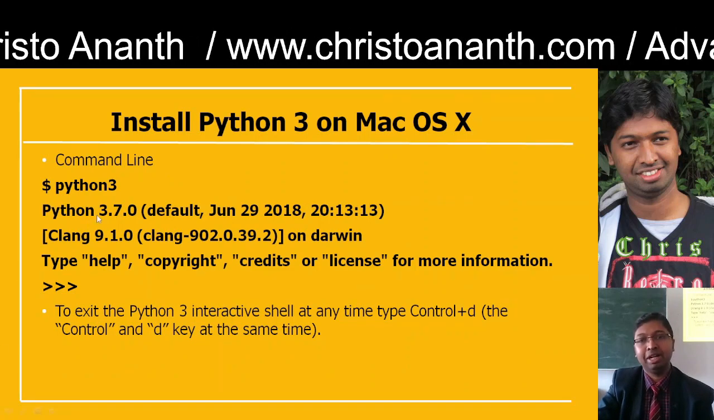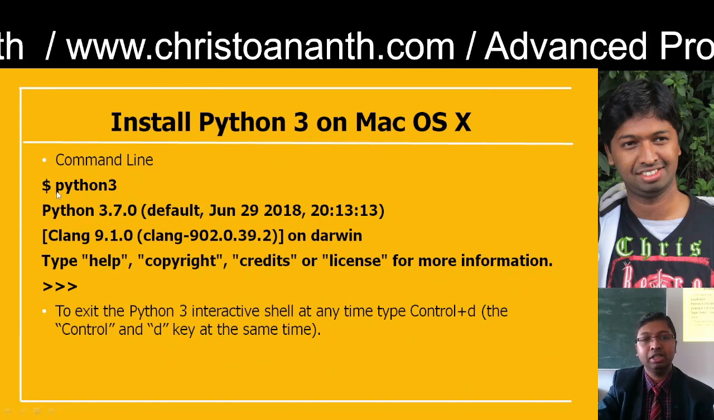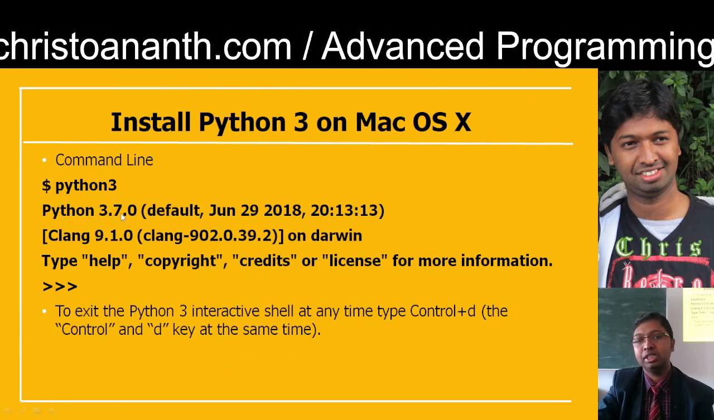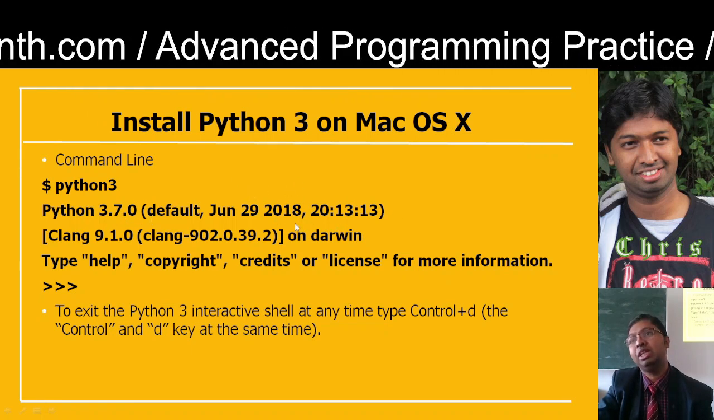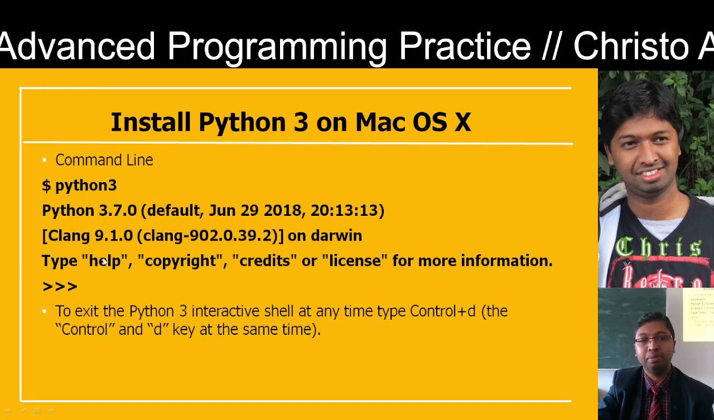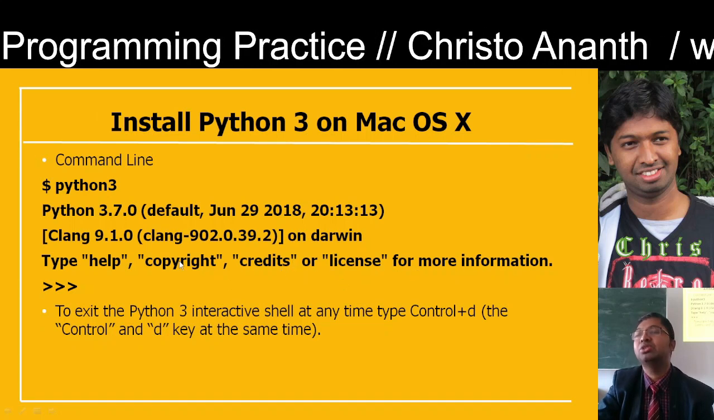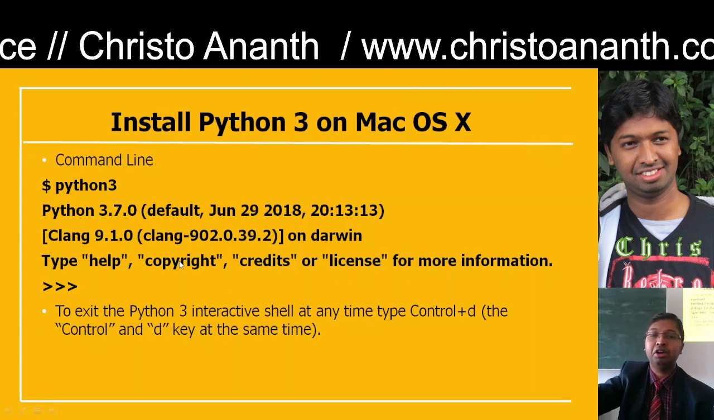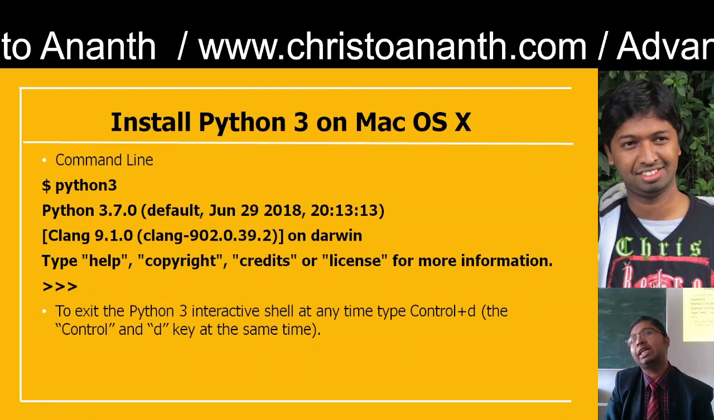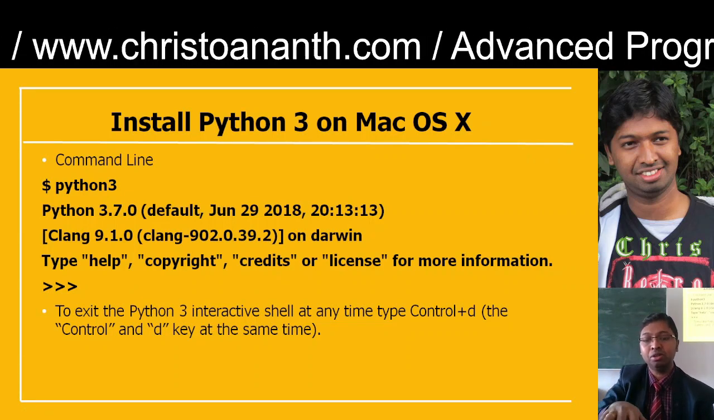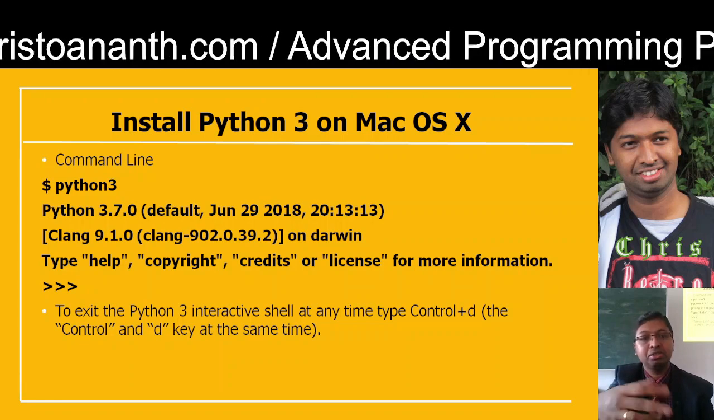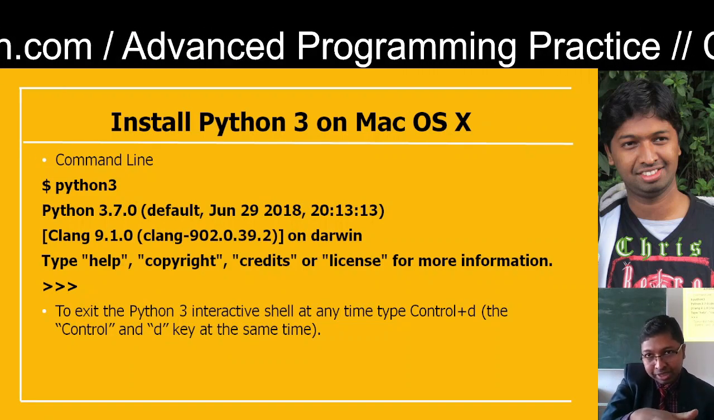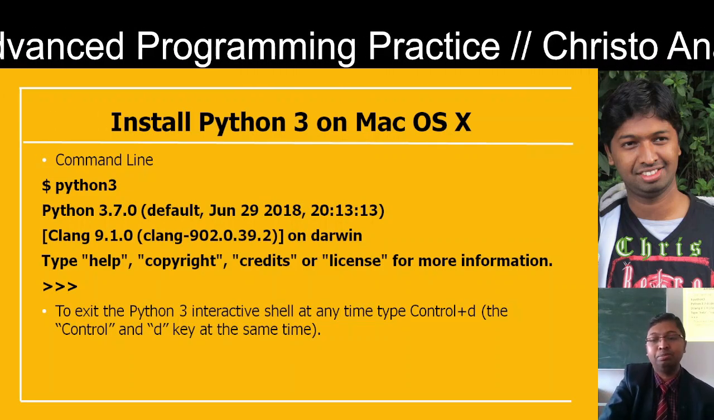So on the Mac OS X platform, you'll run the command $python3, and it shows Python 3.7.0, so by default it has been installed. You can type help, copyright, credits, license, and all of this will be displayed. In order to exit this particular Python 3 interactive shell, you'll press Control and D simultaneously, and it will exit that environment.